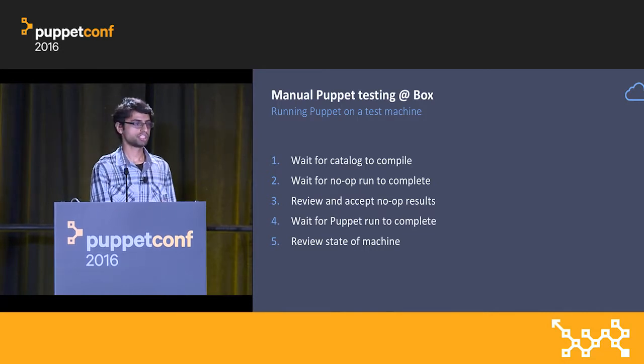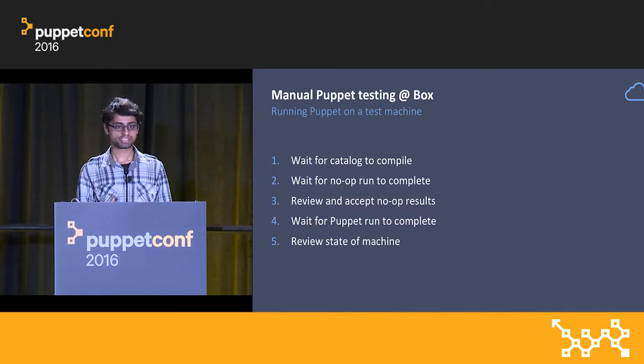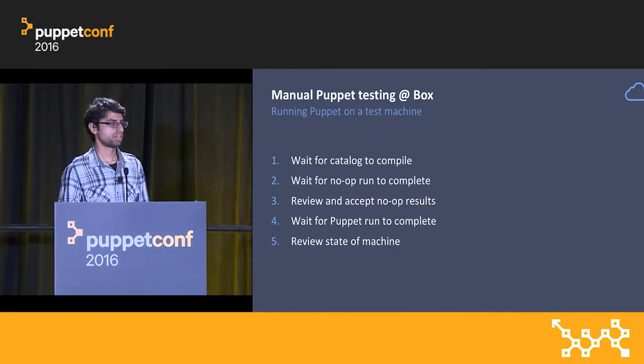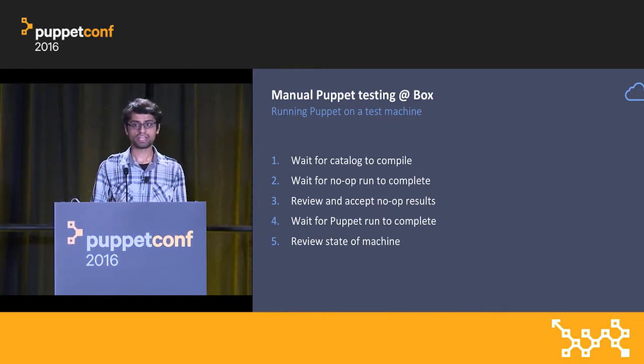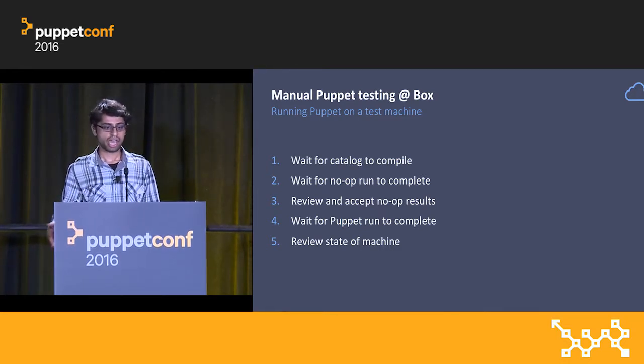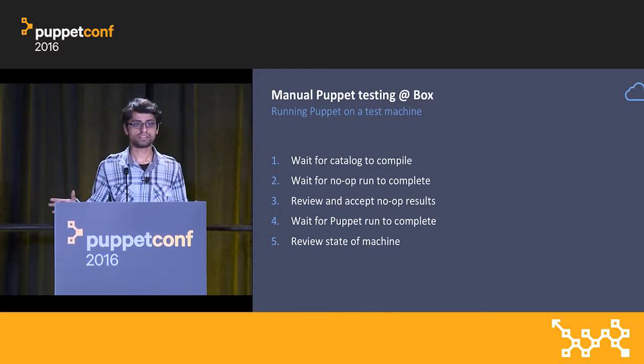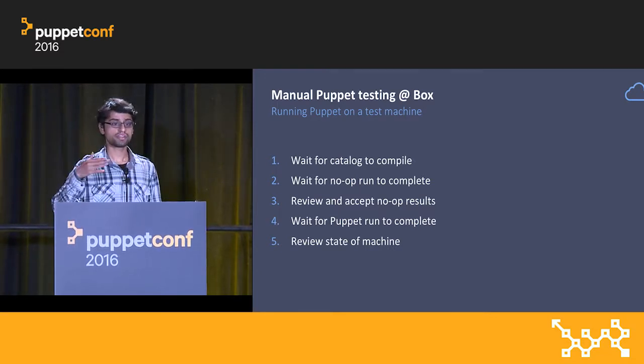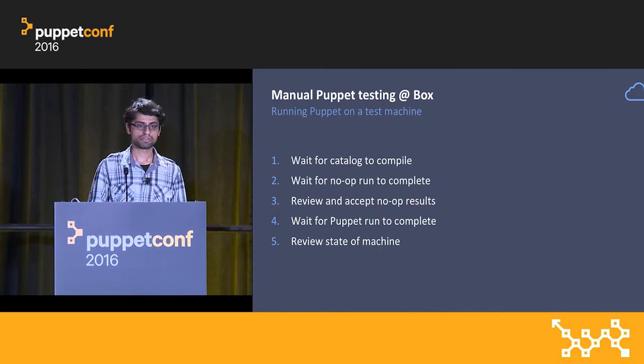You want to see the changes that Puppet says it will apply and accept them. If all looks good, you want to run Puppet in normal mode and finally wait for that to complete. And after that, you can finally review the state of the machine. And if there are failures at any point in this process, you have to start over from the beginning.